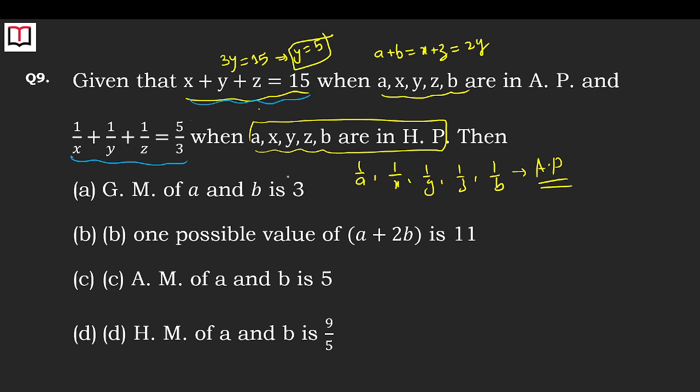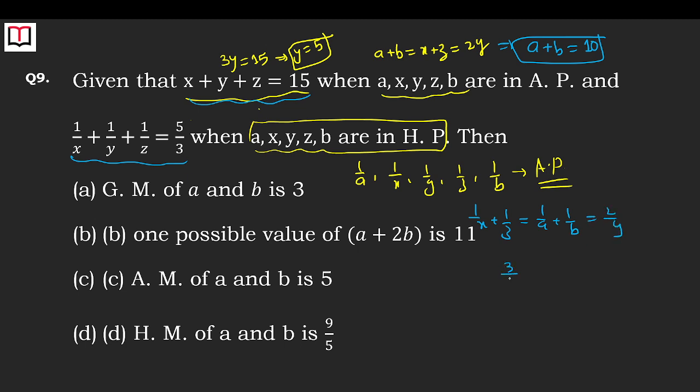So it would have been better if it had been written here a, p, q, r, b are in HP. Okay, so anyways, from here I can write a plus b is 10, hai na? Now come to this place. So again I will write 1 by x plus 1 by z is equal to 1 by a plus 1 by b, because by the property of AP it is equal to 2 by y.